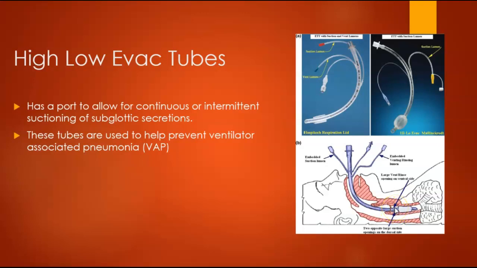Again, the more that sits there, the more likely you're going to have those micro aspirations and end up with ventilator-associated pneumonia. So some genius designed these high-low evac tubes. This suction lumen here can be hooked up to a suction canister, and typically it's put on either low pressure continuous suction or intermittent suction, and it's just going to remove any subglottic secretions that pool in this area.